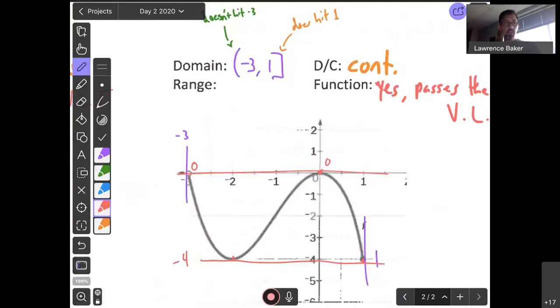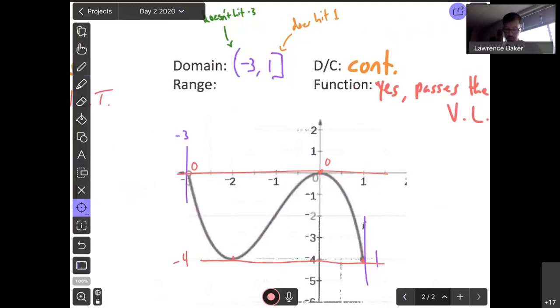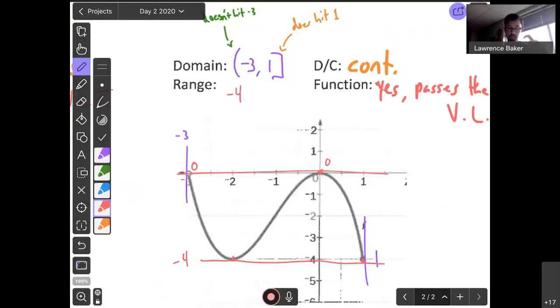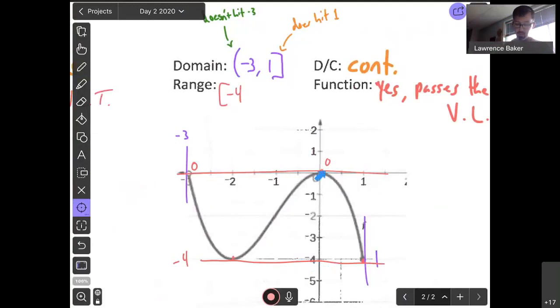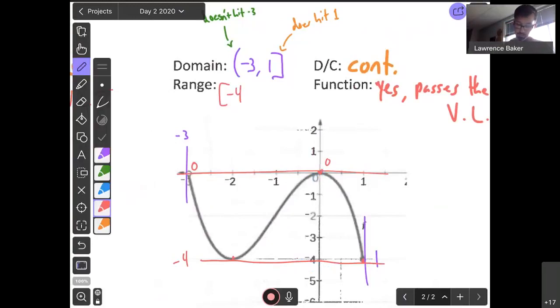I'll finish this up. Okay, so the -4 being the lowest value, we're hitting that -4, so that's going to get a bracket. For the highest value, we have that point that's right below 0, but then we have another point that's at 0. So the 0 is the highest point, and we're actually hitting that 0 at this spot, so it'll also be a bracket.